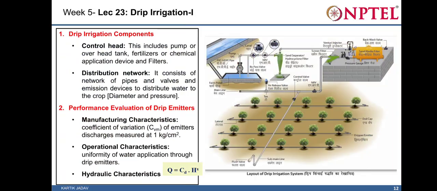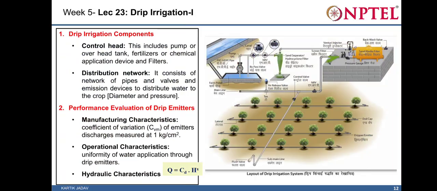Then we have a fertigation system. Whenever you want to provide irrigation with fertigation or fertilizer, then you require a fertigation system like a venturi system. Venturi injection is the most common fertigation system that is required.